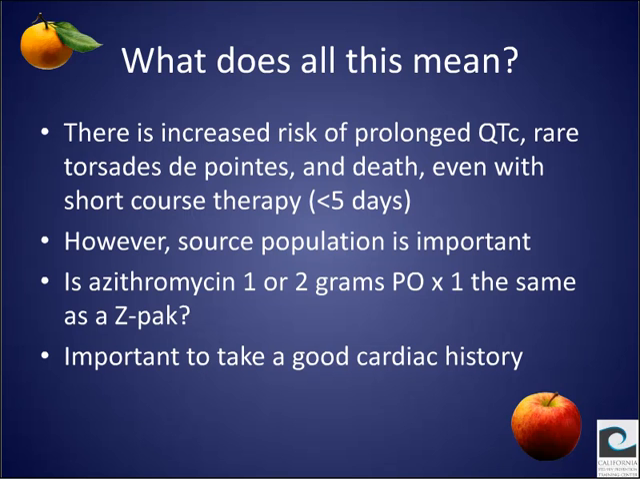So it is definitely true there's an increased risk of prolonged QT as well as rare torsades and even death, even when given in short course therapy, so less than or equal to 5 days. However, the source population is clearly very important, so a younger population of patients clearly is going to be at less risk than an older population, which is something, of course, we would assume to be true. And is azithromycin 1 or 2 grams PO for, say, Neisseria the same as 5 days for a Z-Pak? And I think the jury is still out.